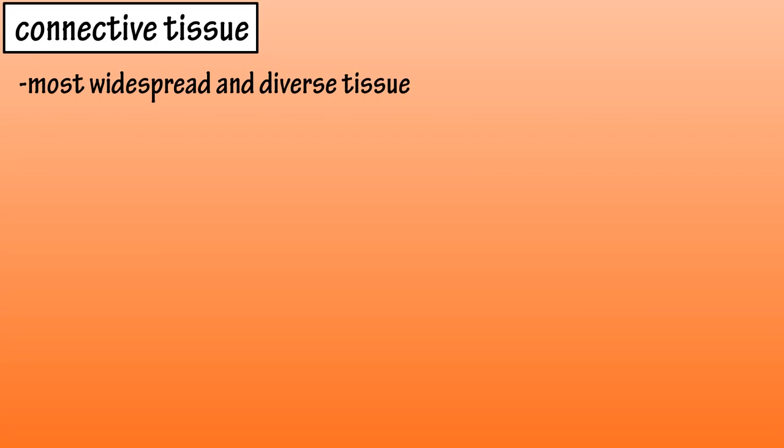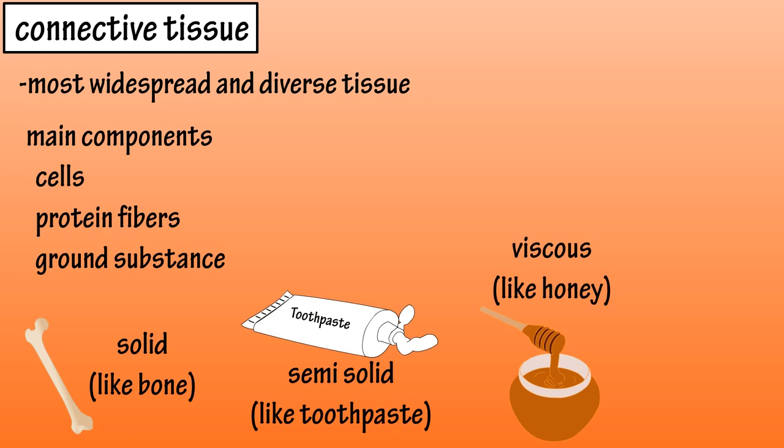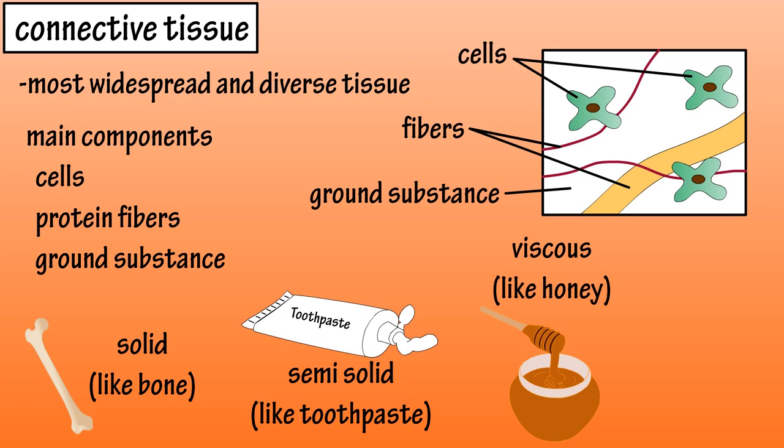Connective tissue is the most widespread and diverse of all the tissues, and they have three main components: cells, protein fibers, and ground substance. Ground substance is produced by connective tissue cells. It is a non-cellular material, and it can be solid, semi-solid, or viscous, meaning thick and sticky. The cells and protein fibers reside within this ground substance, and the ground substance and protein fibers together are often referred to as the extracellular matrix.